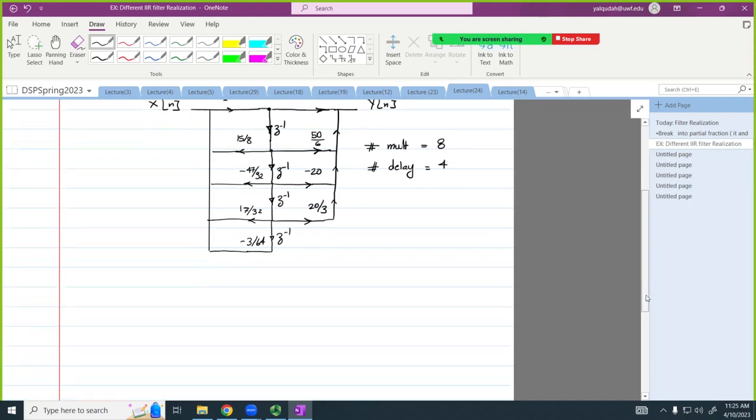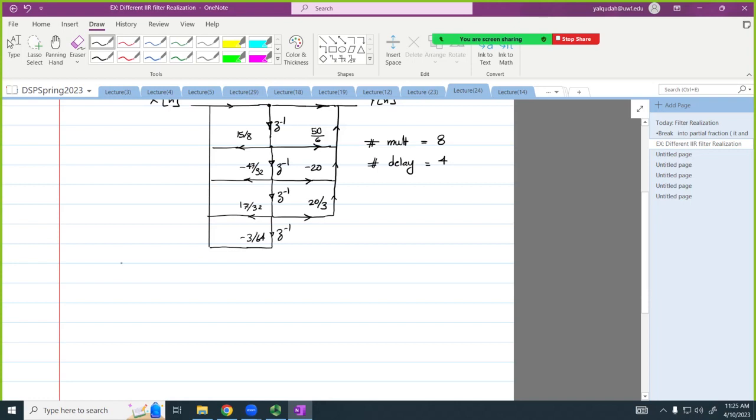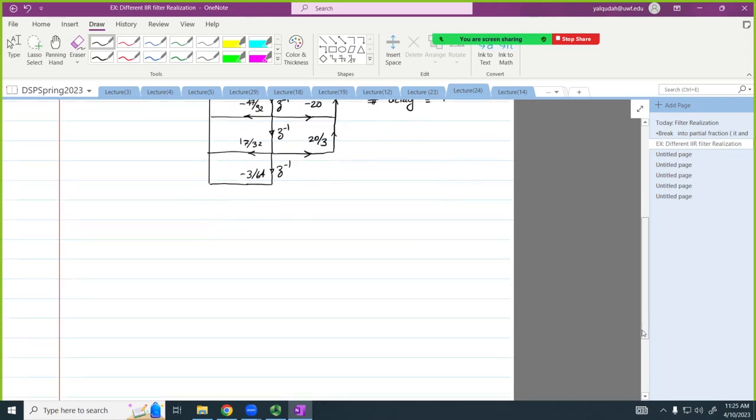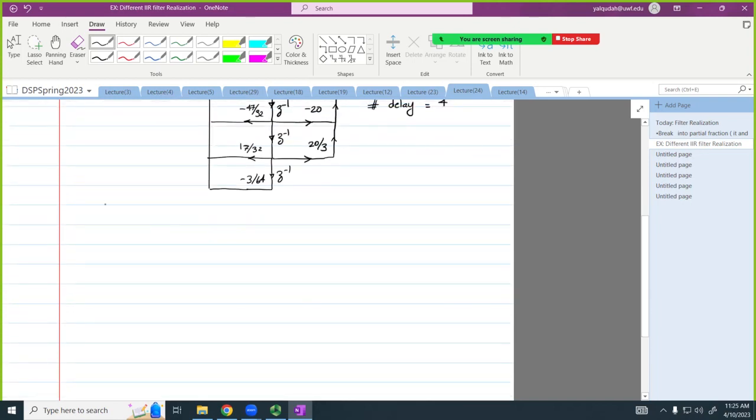Okay, the second form is the cascade form. See if it's going to fit in here.